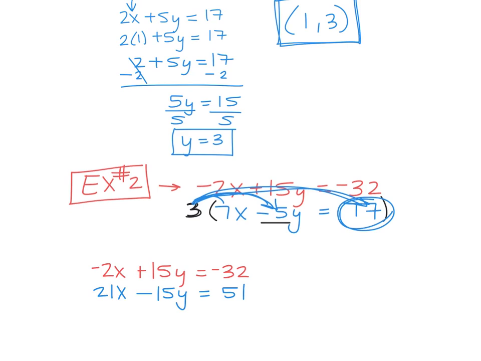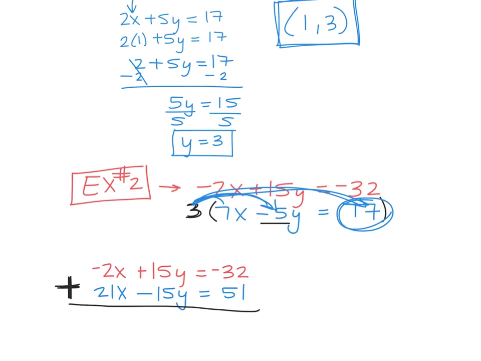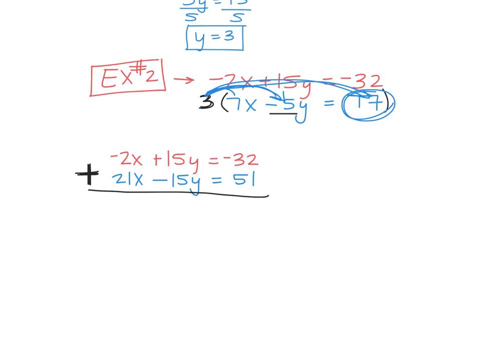Okay. So now if you look at your setup, these two are opposites, which means if we add them together, they go away. It's 0. So we're going to set it up so that we can add these 2 equations. Remember, you're adding everything here. So you get negative 2 plus 21x. What is that? Negative 2 plus 21 is positive 19, right? 15y plus a negative 15y is 0. So that's gone.